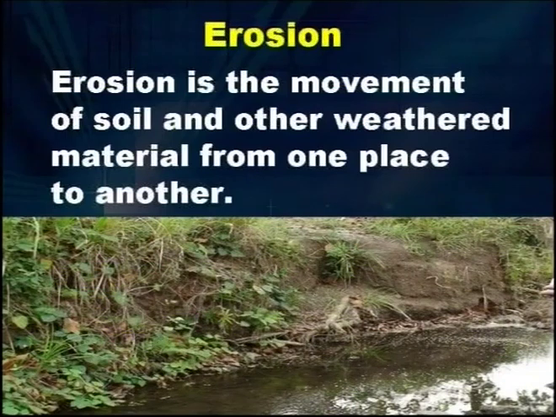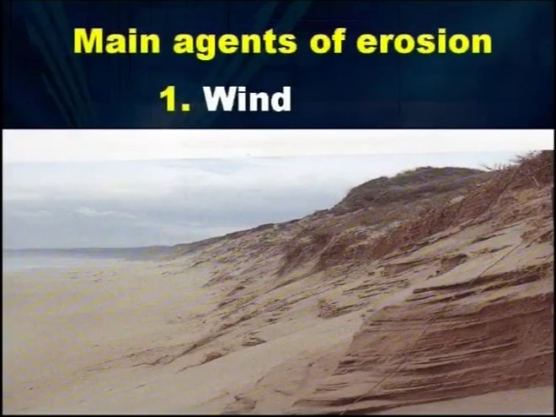Now, there are four main ways in which erosion takes place. One of them is wind. They are known as main agents of erosion, main ways where erosion takes place. And the first one is wind, where wind blows against sand or whatever soil is there, carrying away whatever materials are around.